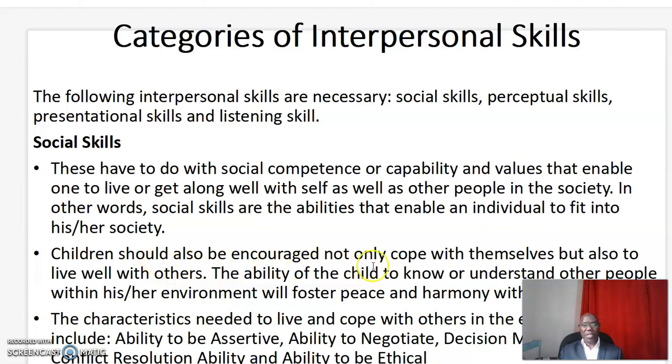Children should also be encouraged not only to cope with themselves, but also to live well with others. The ability of the child to know or understand other people within his or her environment will foster peace and harmony with others. The characteristics needed to live and cope with others in the environment include ability to be assertive, ability to negotiate, decision-making ability, conflict resolution ability, and ability to be ethical.